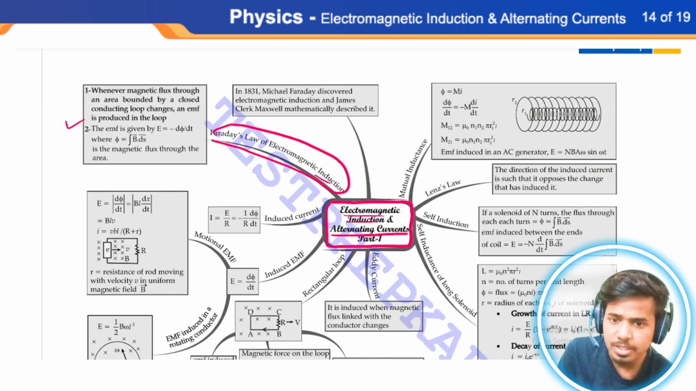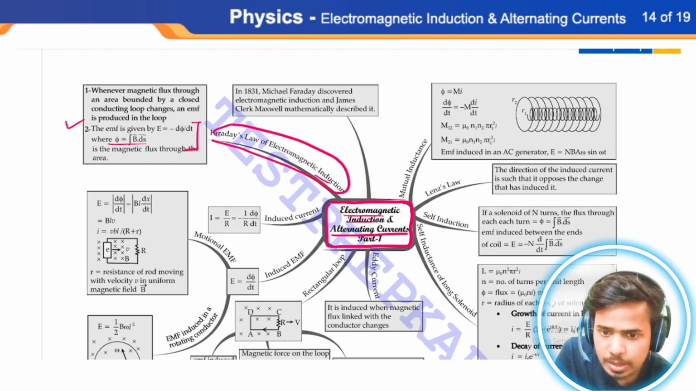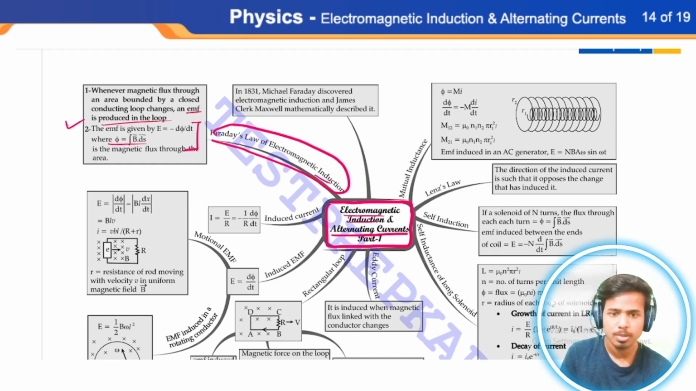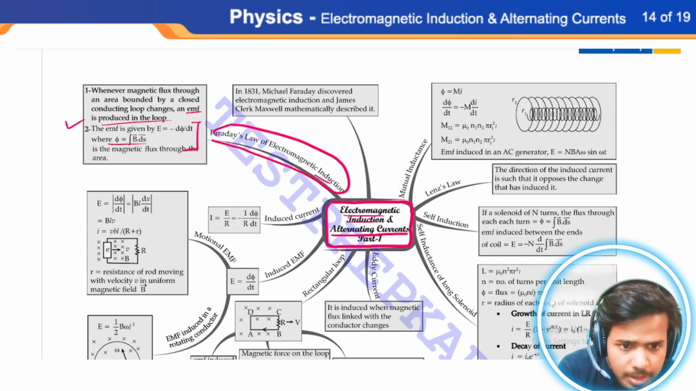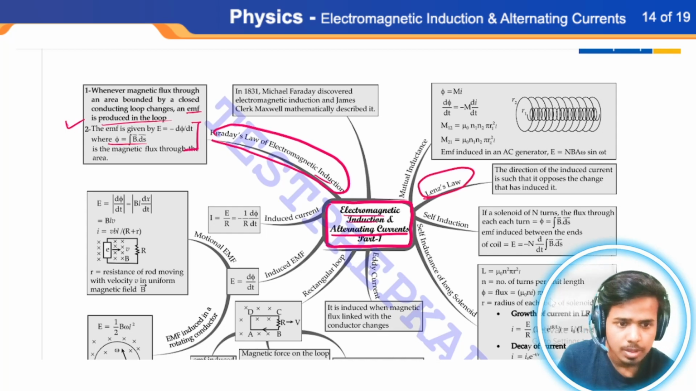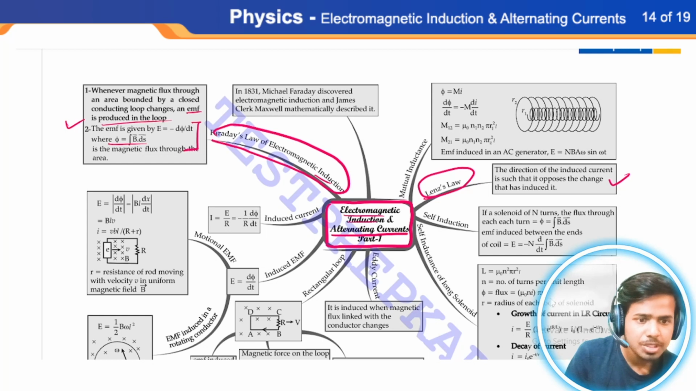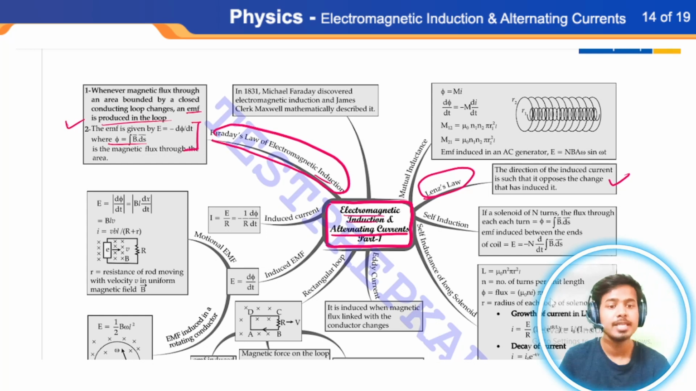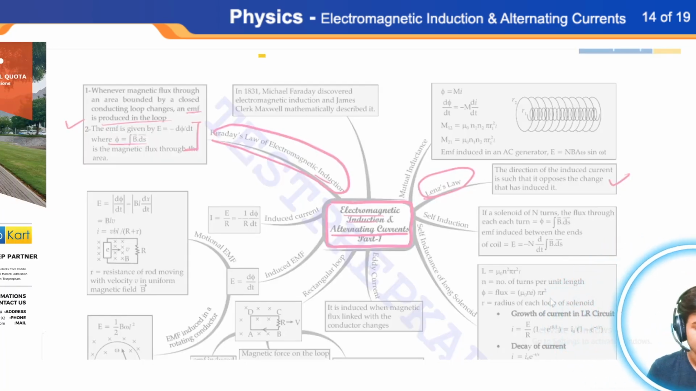So this was Faraday's law. I think we have discussed this one. Flux this and yes, EMF is produced in the loop. No problem. Is there a Lenz law as well here? Yes, Lenz law. The direction of induced current is such that it opposes the change that it has induced.